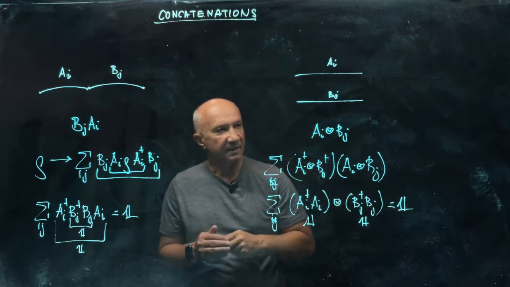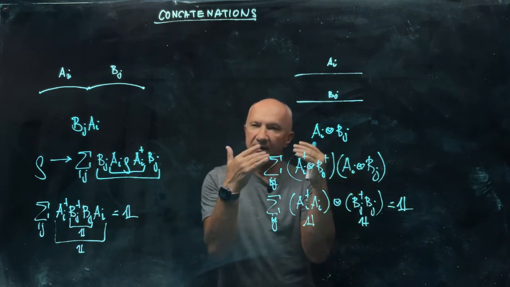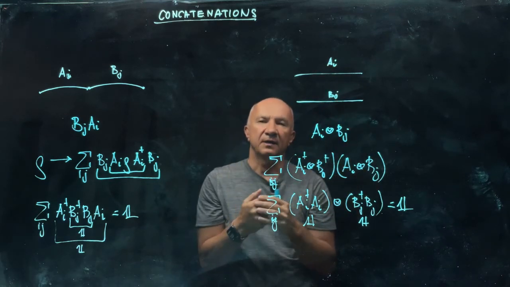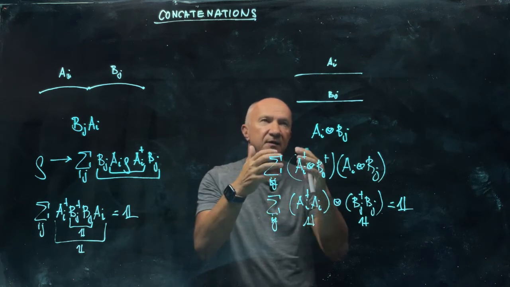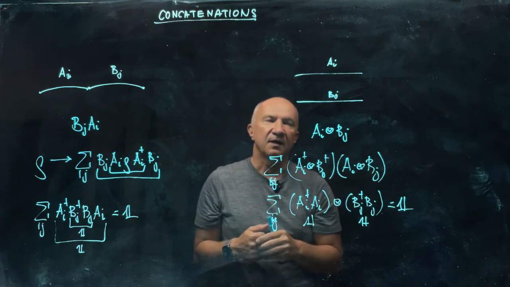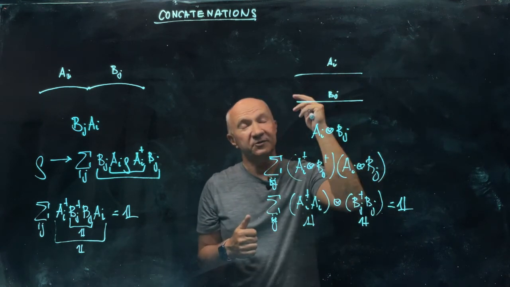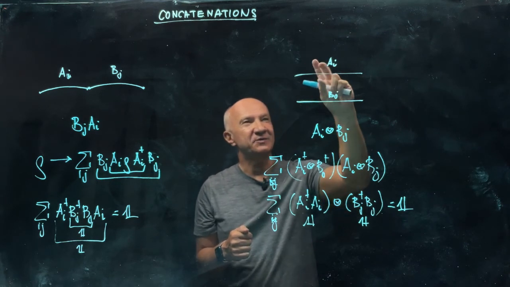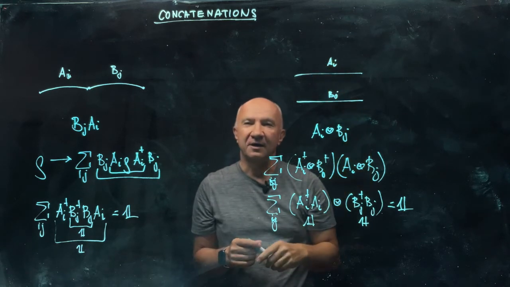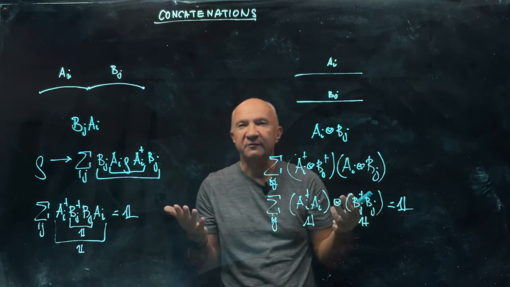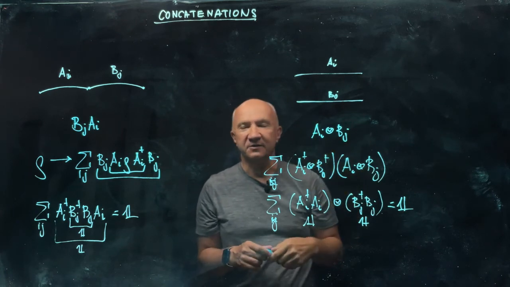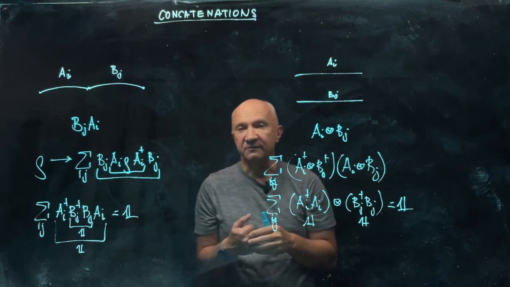So again we have a situation where, given that the two maps A and B have the Kraus decomposition, the resulting parallel concatenation also has the Kraus decomposition. And that means that if A and B are positive and trace preserving, which they are because they have the Kraus decomposition, then the resulting thing is also positive and trace preserving.